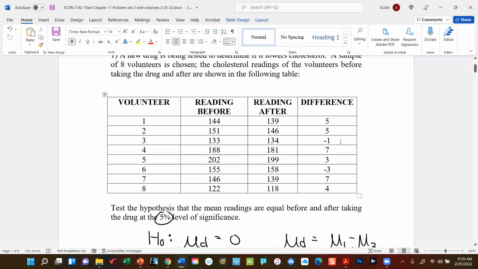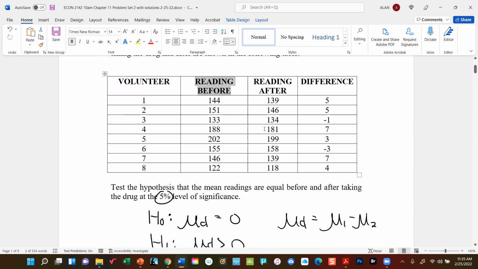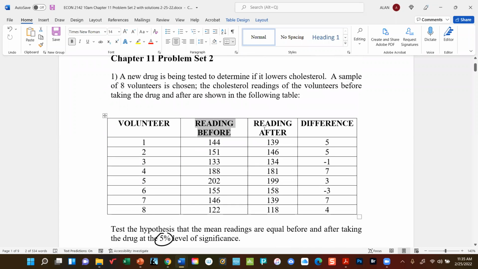So anyway, here's what we're going to do. We're going to test the hypothesis that the mean readings are equal before and after. Now, here's the question: what are we hoping to find? We're hoping to see that the readings are going down. Remember, the way we define differences is the mean of the first sample minus the mean of the second sample. So although it sounds backwards, if the readings are going down, that means that the differences should be positive.